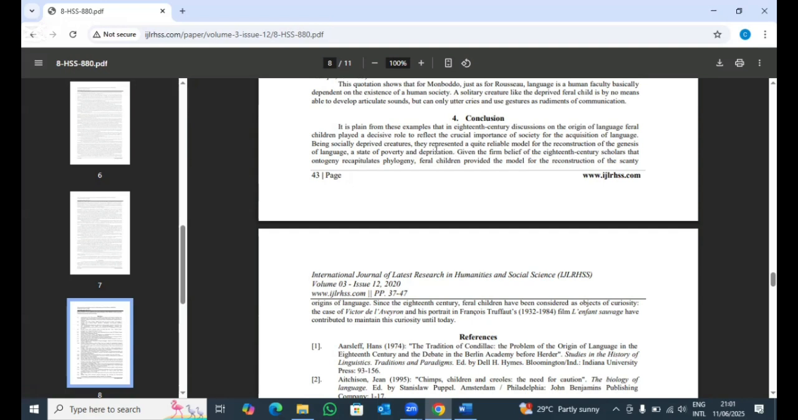So the point is that what they're saying now is, the main idea is that feral children have provided the fact that language is not just learned, that the state of poverty and deprivation determines the language of children. So you write this in your own words based on the initial model.